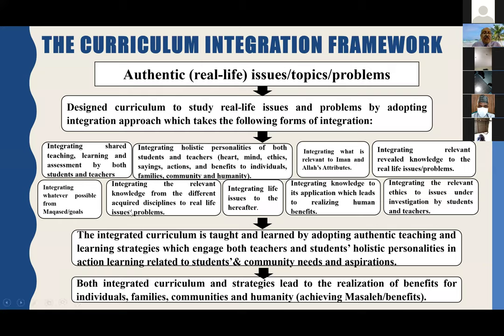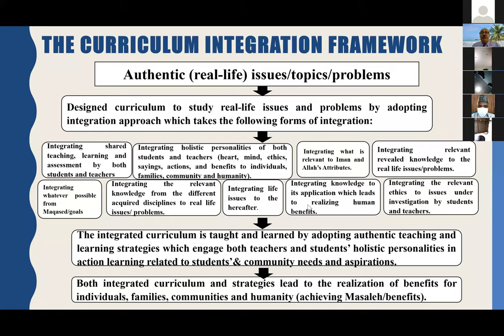Integrating the relevant knowledge from the different acquired disciplines. Since we are discussing real life issues, we have to draw knowledge and information from all possible social sciences and natural sciences, which help us understand real life issues or problems better. Integrating life issues to the hereafter. What is important here is that we have to prepare people to be successful in this life and the hereafter, so the hereafter should be integrated.